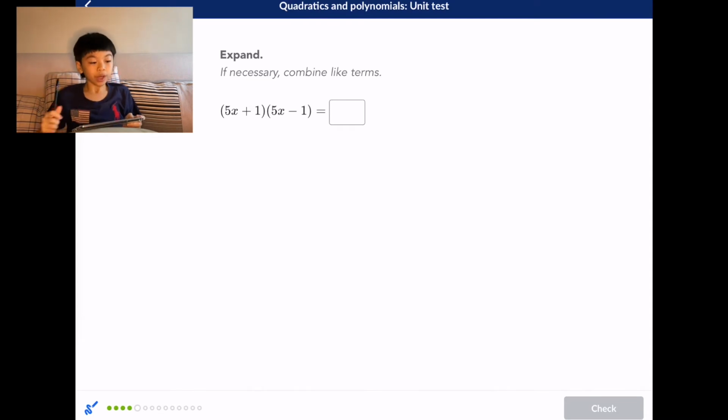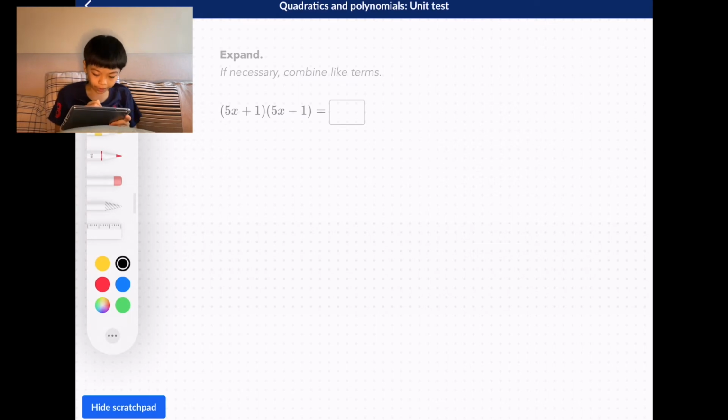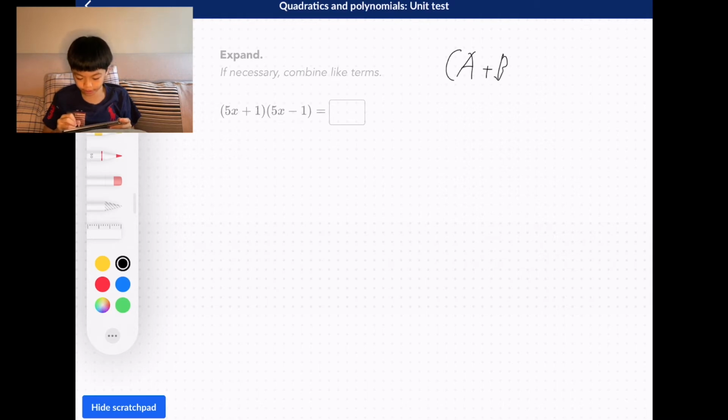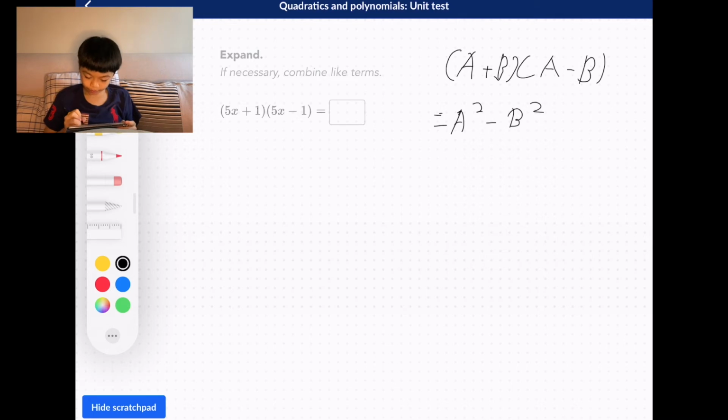All right, so this is the one I've been trying to tell you all that has a method. Now, because these numbers over here are the same, there's just a plus and negative sign that's bothering us. We don't actually need that. For example, a plus b times a minus b would equal a squared minus b squared. What would be a in this form, in this case? I'll tell you what's a. Over here, 5 is the a.